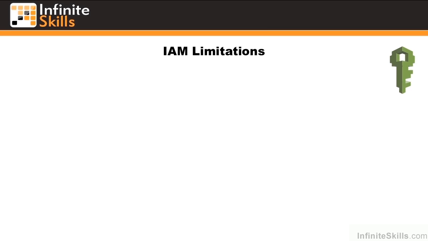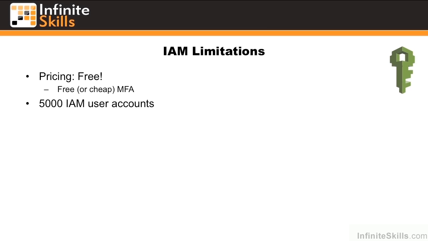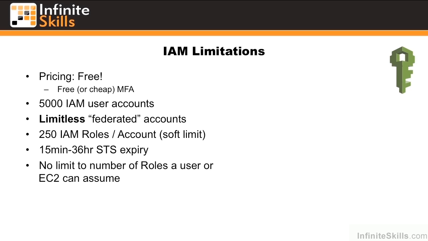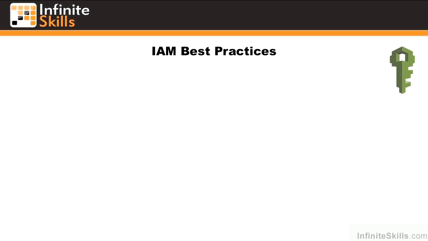IAM does have limitations, but price isn't one of them. Pricing for IAM is completely free. It also comes with free or cheap MFA. It does, however, have a 5,000 permanent IAM user account limit, but you can create a limitless number of federated accounts. IAM allows for only 250 roles per account. This is a soft limit and it can be raised by contacting AWS and asking for it to be raised. The tokens in STS will expire from 15 minutes to 36 hours, and there's no limit to the number of roles a user or an EC2 instance can assume.